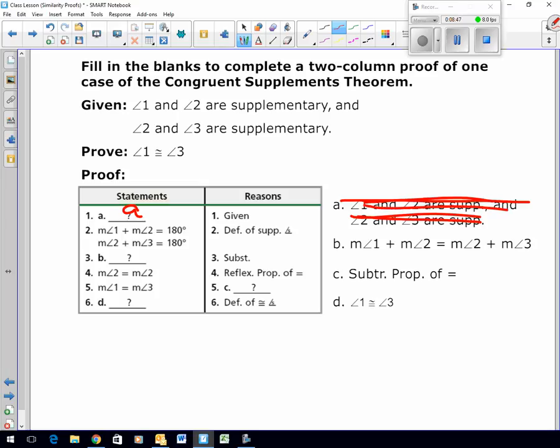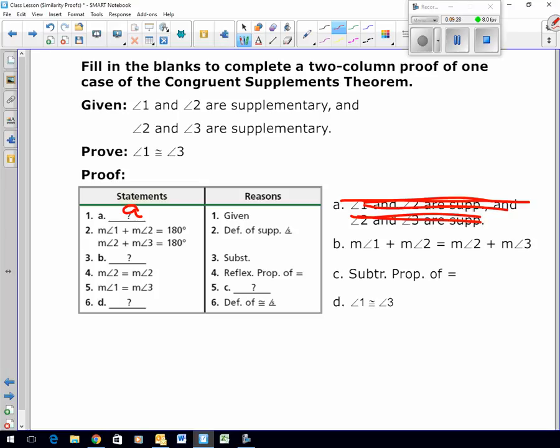Okay? Hold on. Number 2 says the measure of angle 1 plus the measure of angle 2 equals 180. The measure of angle 2 plus the measure of angle 3 equals 180. How do I know these things? I took my definition of supplementary and applied it, right? Supplementary means they have a sum of 180. First step, 1 and 2 are supplementary, 2 and 3 are supplementary. Okay, that's great. Second step, the fact that they're supplementary, what does that mean? It means that 1 plus 2 is 180, 2 plus 3 is 180.